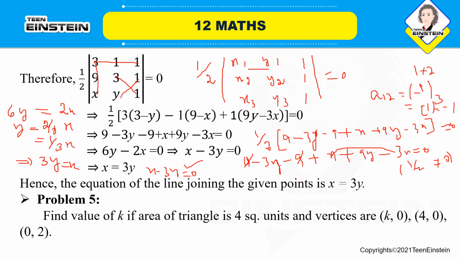Next, problem number 5. Find the value of k if the area of the triangle is 4 square units and the vertices are (k, 0), (4, 0) and (0, 2). So here we have to find the value of k, where the area of the triangle is 4 square units and the vertices are (k, 0), (4, 0) and (0, 2).